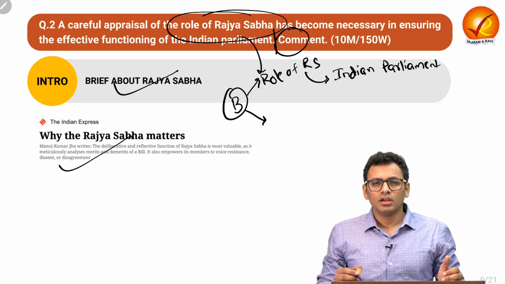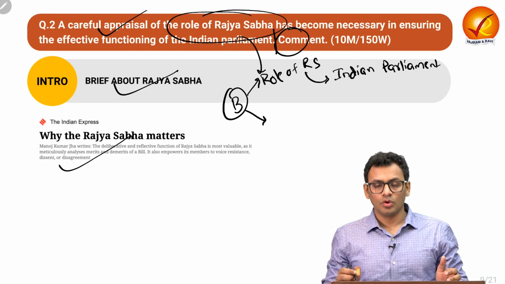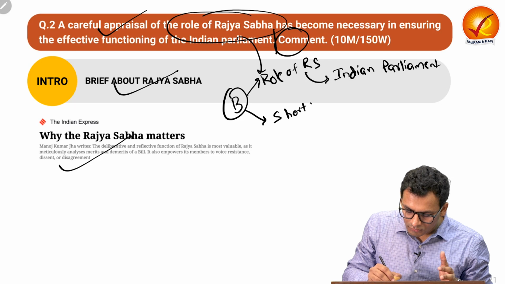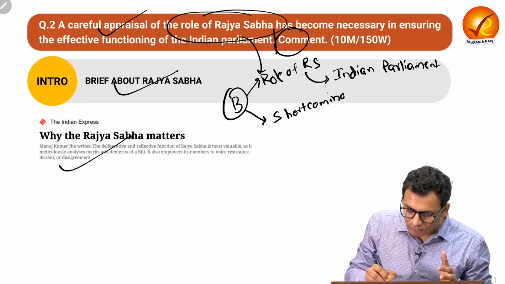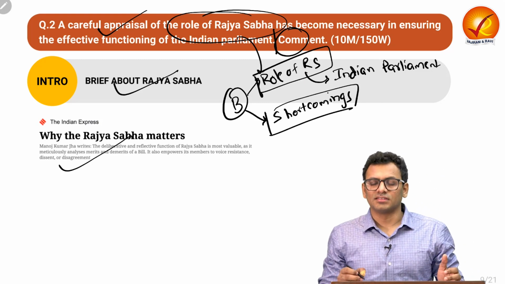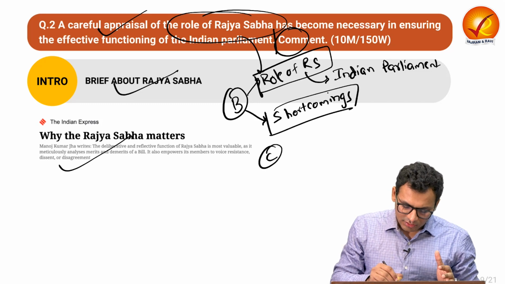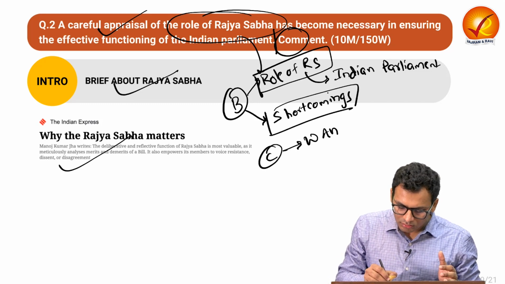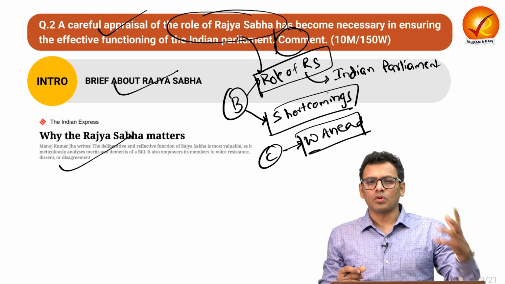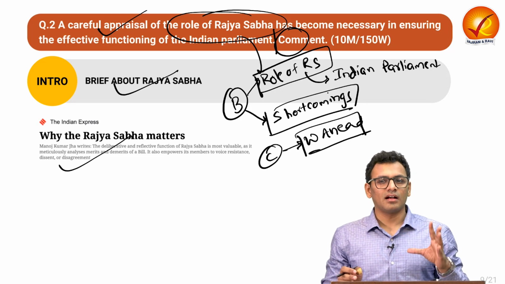In heading 2, you can talk about why there is a need for careful appraisal. Over here, you will talk about certain shortcomings, certain limitations, certain issues that are presently with Rajya Sabha. And thus in the conclusion, you will talk about the way ahead, what we need to do to ensure those limitations are eliminated. So that is the structure of this question.